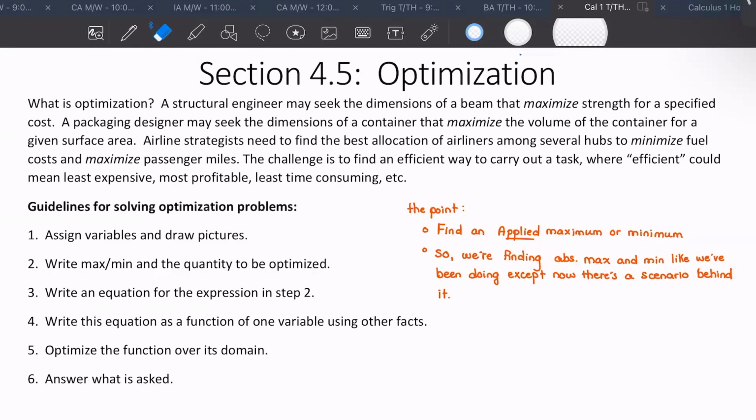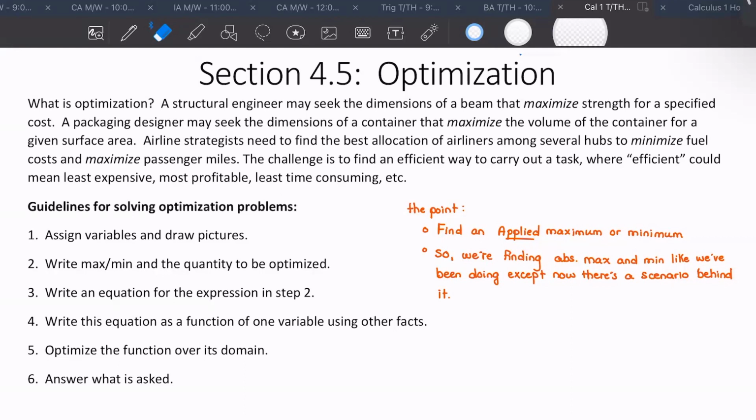Whatever we decide, we're going to write an equation for the expression in step 2. So if we're trying to maximize the area, which is something that we do a lot with these problems, well, the area of a rectangle is length times width. So that would be our equation for our expression. Then steps 4 and 5 are where it gets interesting.